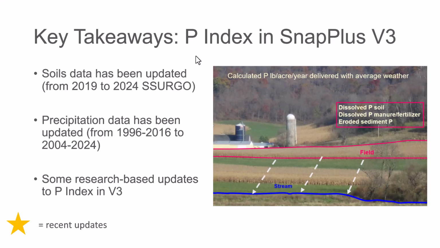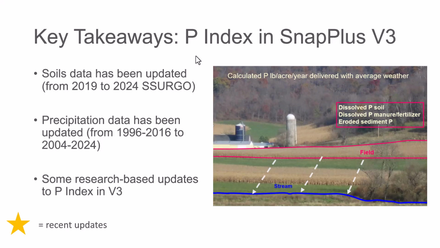Now we'll talk in a little bit about what we use precipitation data for, but the important thing for you to know here is that we've updated our database to be an average of the last 20 years, so the most recent 20-year period, which means that we're looking at precipitation data from 2004 to 2024. And I'm showing up here on the screen that the previous data set we were using had been the 20-year period from 1996 to 2016.